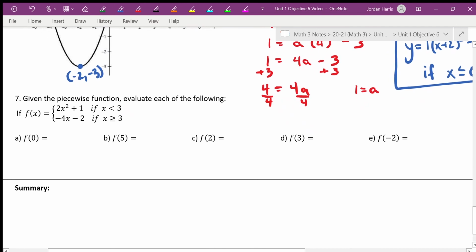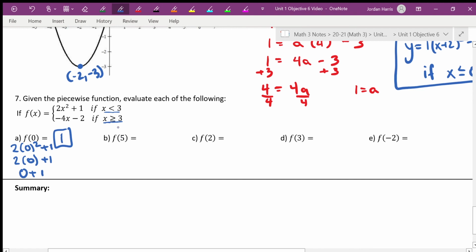So 7, the last thing we're going to do is practice plugging in points. Okay, the reason this is trouble for some people is they don't know which one to plug in. You follow the restriction. If the value, the x, that number, if it's less than 3, you plug into the first one. If it is greater than or equal to 3, you plug into the second one. So 0, that's less than 3, so I plug in here. So that's 2(0) squared plus 1. 0 squared is 0. 2 times 0 plus 1, so I get 0 plus 1, so 1. That's my answer for the first part, A.